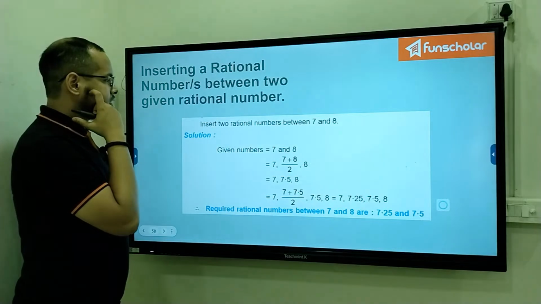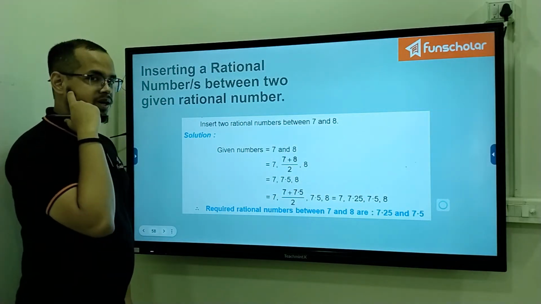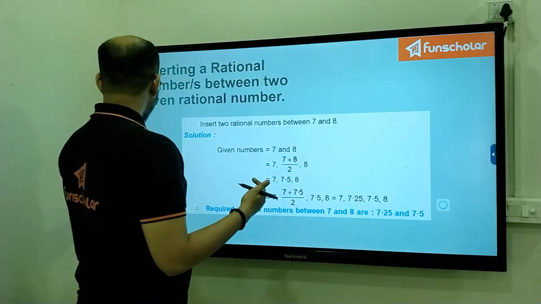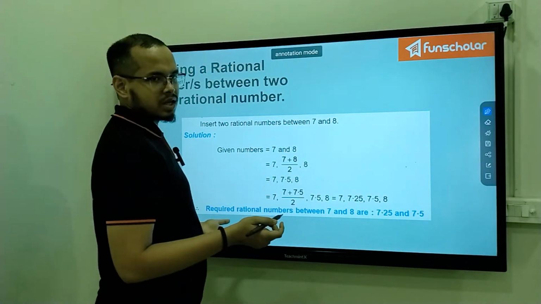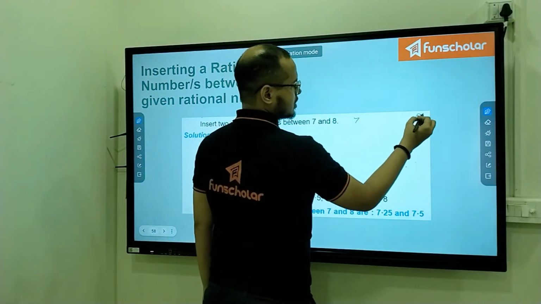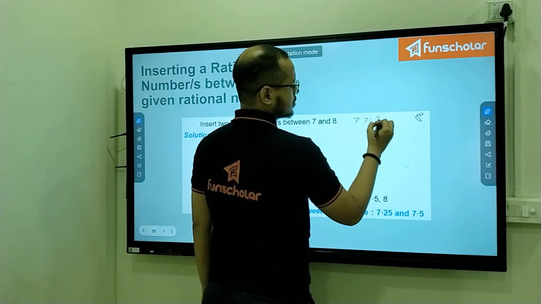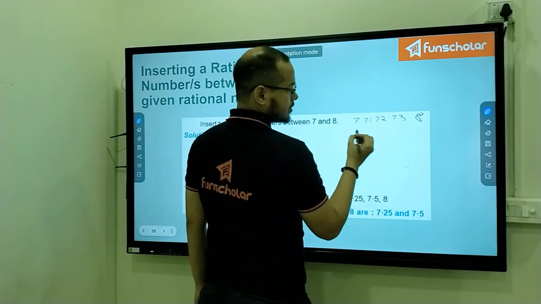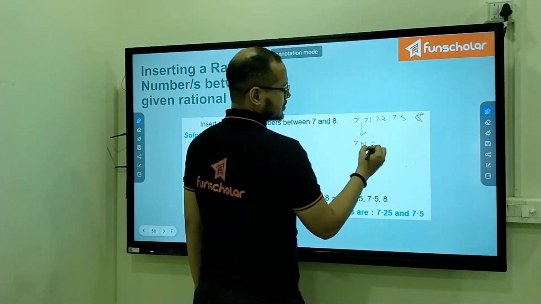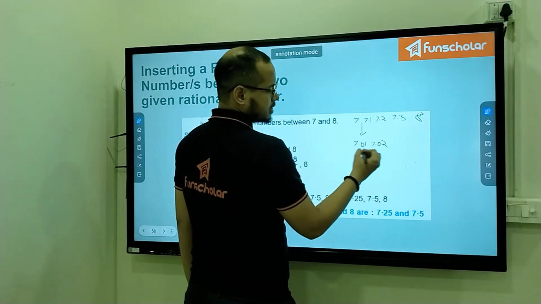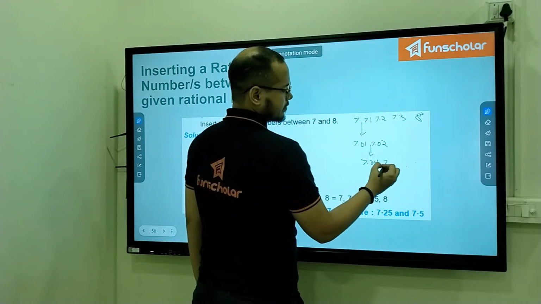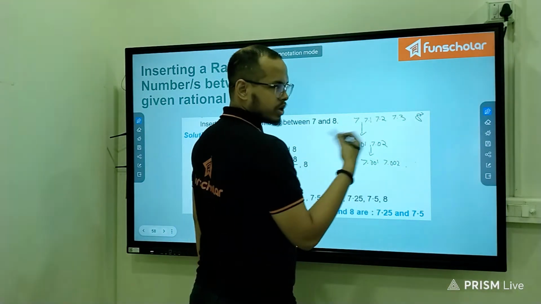So let's insert two rational numbers between 7 and 8. Here I have the option to do anything I want to. Firstly, you might think there is nothing between 7 and 8. There is. In decimals, between 7 and 8, there are 7.1, 7.2, 7.3. Even between 7 and 7.1, there is 7.01, 7.02. Even between 7.01 and 7.02, there are 7.001, 7.002. It goes on and on and on.